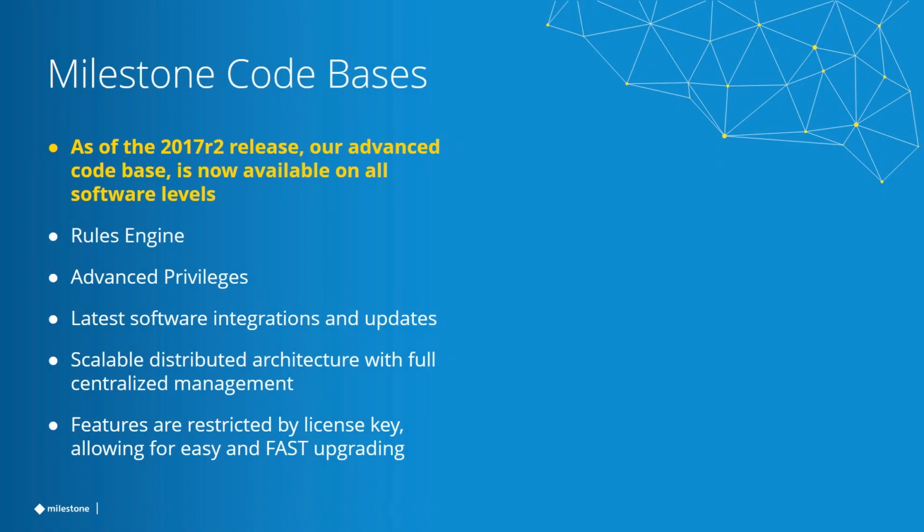As of our 2017 R2 release, we now have all tiers of our software operating on the same codebase that runs our world-class corporate and expert software. Many of the advanced features, such as our powerful rules engine, granular access privileges, and the same centrally managed and scalable distributed architecture are now available to all of our users.